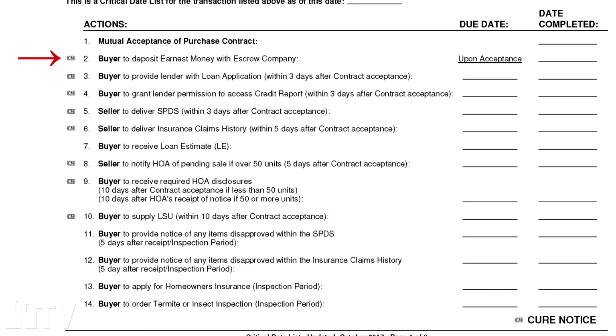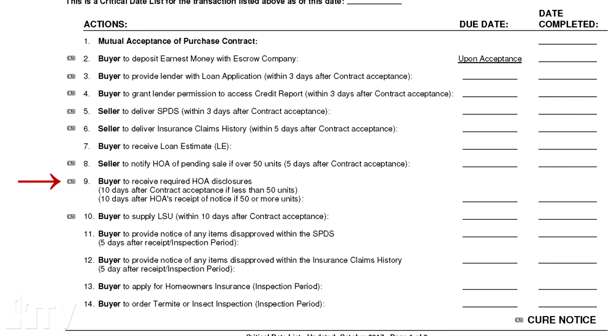All right. The very first one is the buyer to deposit earnest money with the escrow company. Okay, and the next one would be buyer to provide lender with loan application within 3 days after contract acceptance. Buyer to grant lender permission to access credit report within 3 days after contract acceptance. Seller to deliver SPUDs within 3 days after contract acceptance. Seller to deliver insurance claims history within 5 days after contract acceptance. Seller to notify HOA of pending sale if over 50 units, 5 days after contract acceptance.